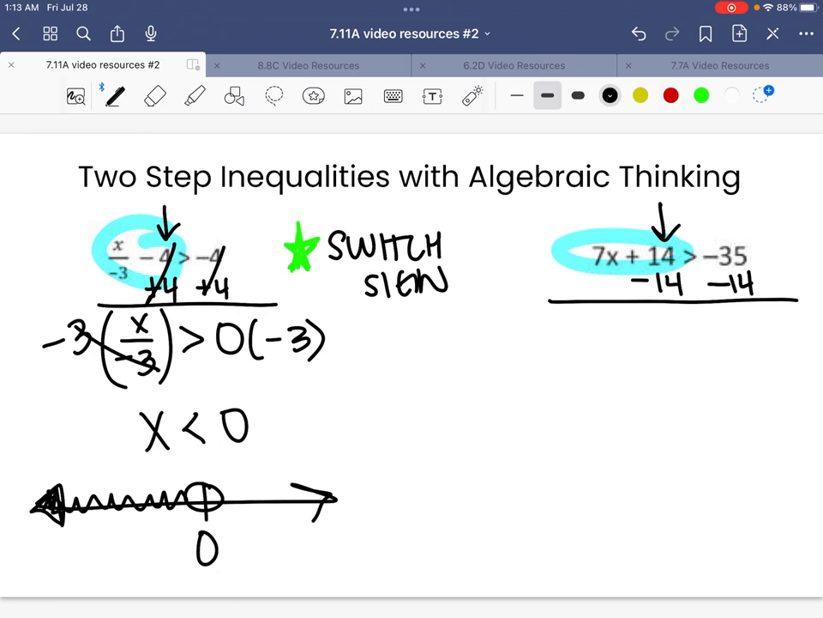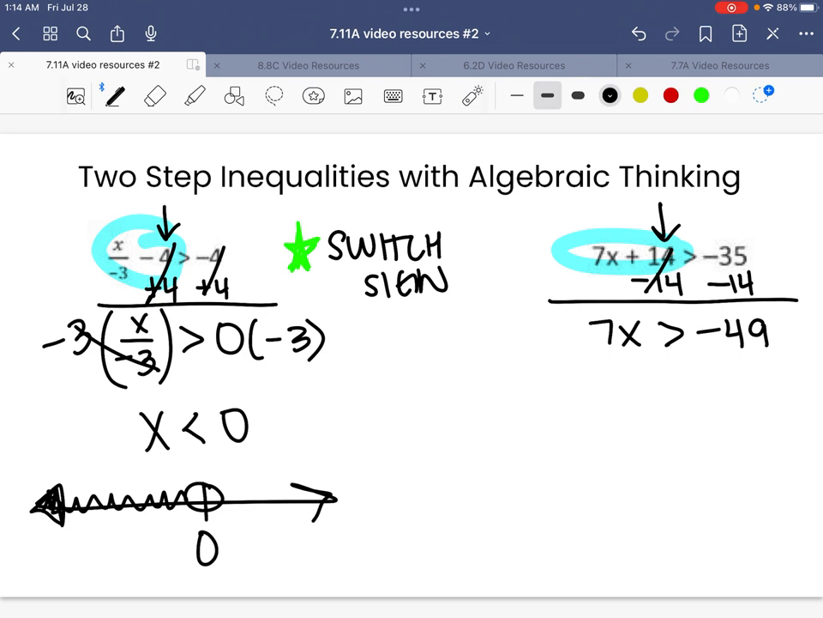When I simplify this, I'm left with 7x, +14 and -14 made 0 pairs, so cancel it out completely. And all of that is greater than. When I look at -35 minus 14, I can also look at that like 35 negatives combined with 14 negatives, which I know is -49.